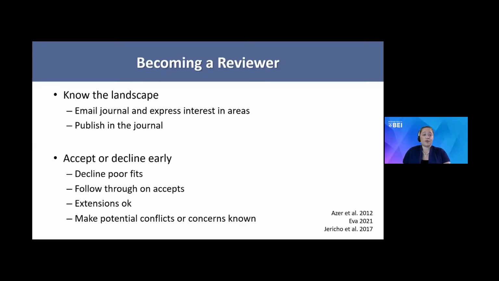Deb already covered a few of these other things, but if you are asked to review, accept or decline early. If you can do it and you want to do it, say yes and do it. If you can't, let them know early, because they need to move on to the next potential reviewer. It is okay to decline poor fits. If a journal emails you and it's completely out of your scope, feel free to decline. It is okay to ask for very brief extensions if you need a little bit more time in order to complete your review. And do let the editor know if you have any potential conflicts or concerns. If there's anything that you think the editor should know about your ability to review that manuscript, do let them know, they want to know.